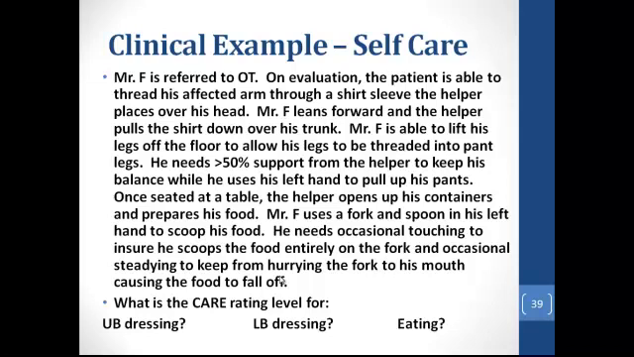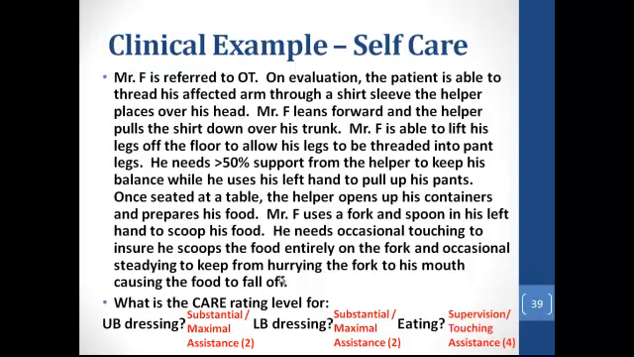The best response for upper body dressing is 2, substantial or maximal assistance, because the helper provides more than half the effort of achieving the upper body dressing activity. The best response for lower body dressing is also a 2, because the helper provides more than half the effort to achieve the activity. The best response for eating is supervision or touching, because the helper provides only occasional touching to steady the patient's physical movements, but the patient can complete the task.